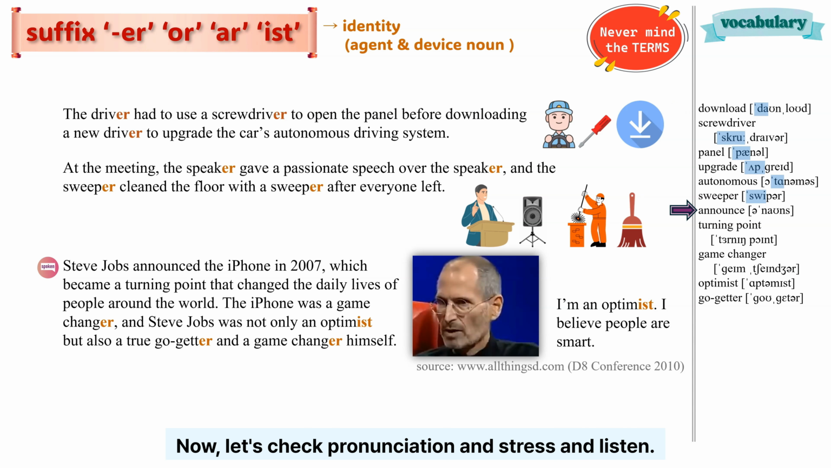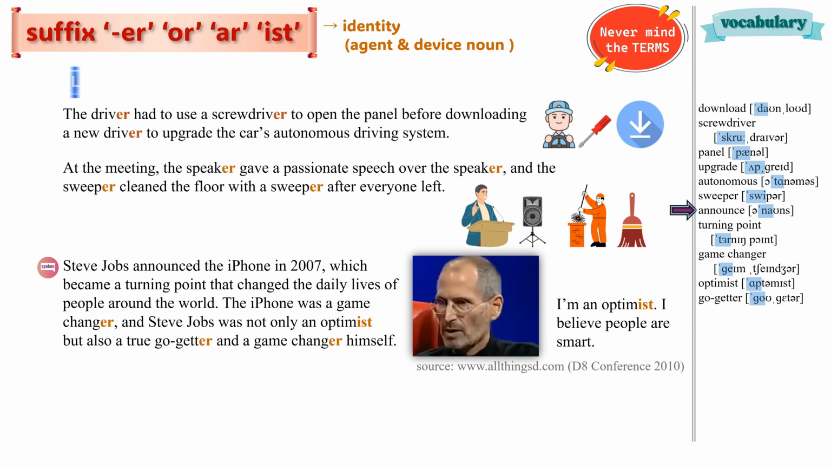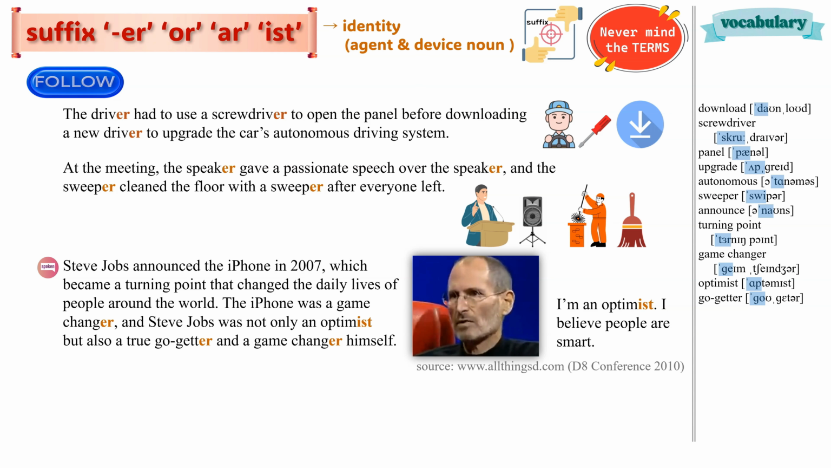Now let's check pronunciation and stress and listen. Steve Jobs announced the iPhone in 2007, which became a turning point that changed the daily lives of people around the world. The iPhone was a game changer, and Steve Jobs was not only an optimist but also a true go-getter and a game changer himself.